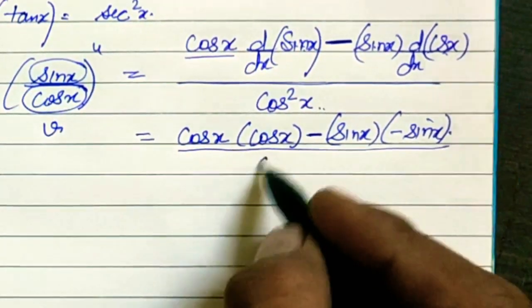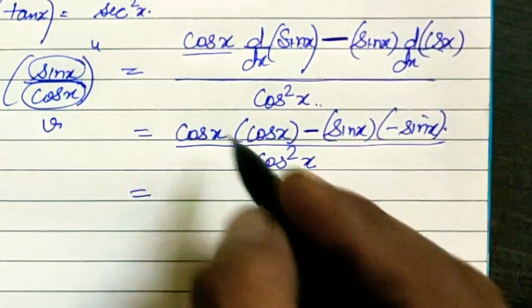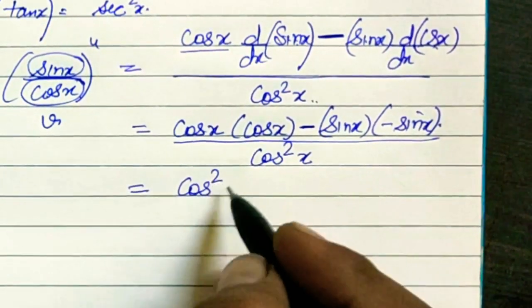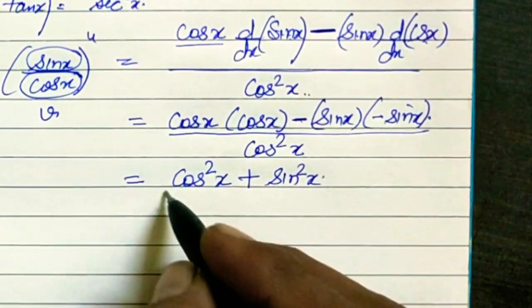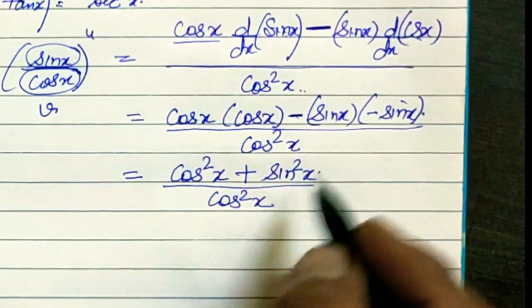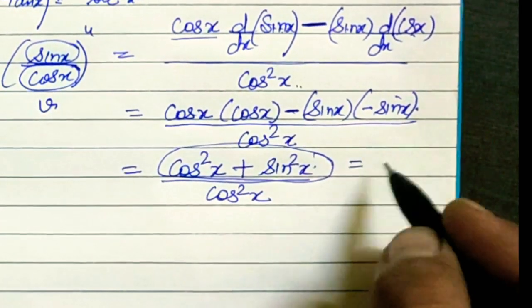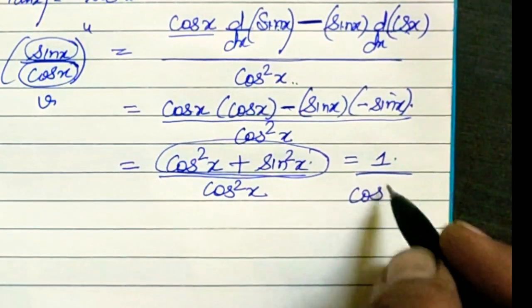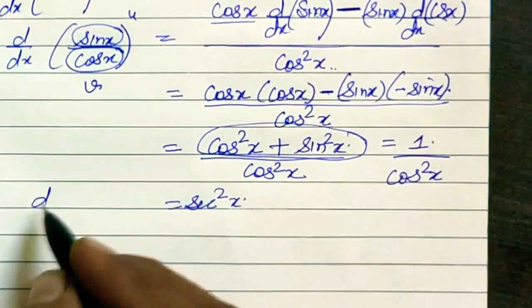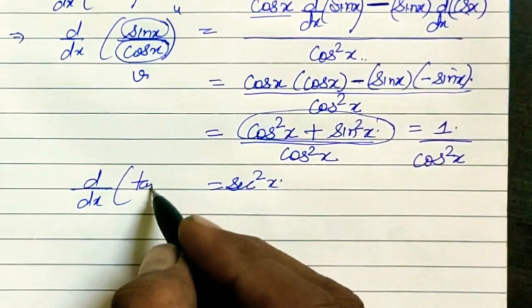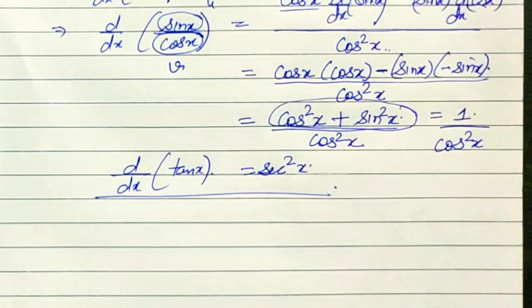In the denominator it is cos square. So we are left with cos x into cos x, which is cos square x. Minus into minus is plus, sin x into sin x is sin square x upon cos square x. Now we all know that sin square x plus cos square x is equal to 1. It is an identity. So it is 1 upon cos square x, and 1 upon cos square x is secant square x. Okay, so we have proved the formula for differentiation of tan x. Now let's solve one more example. Let's solve for secant x.